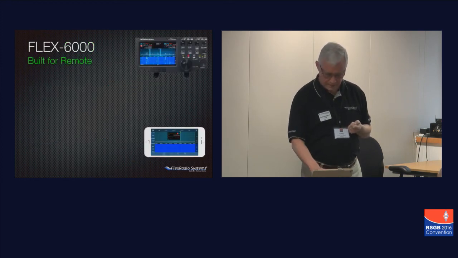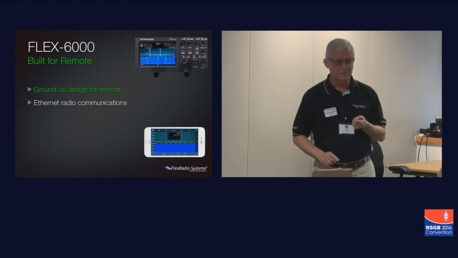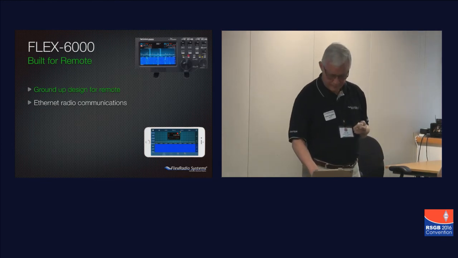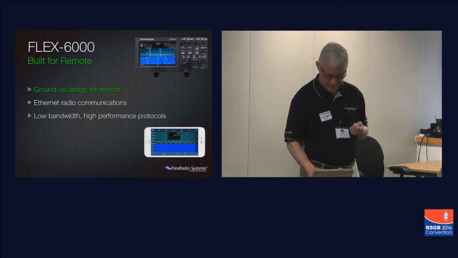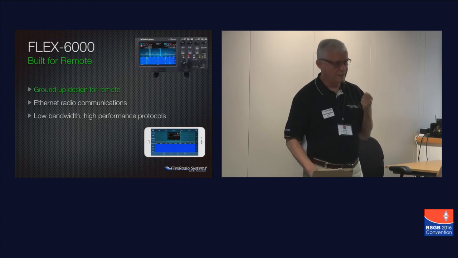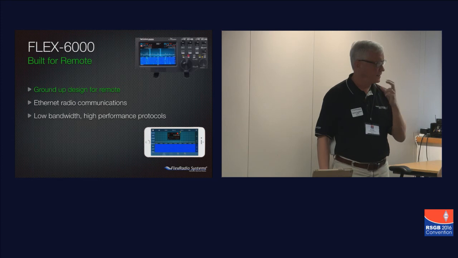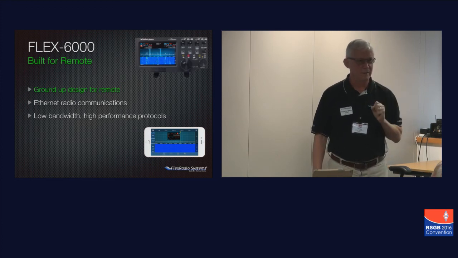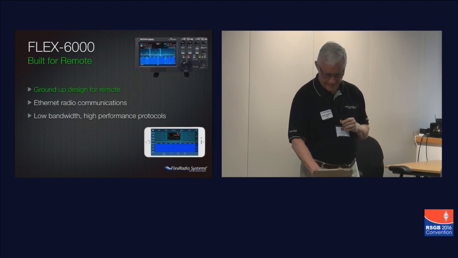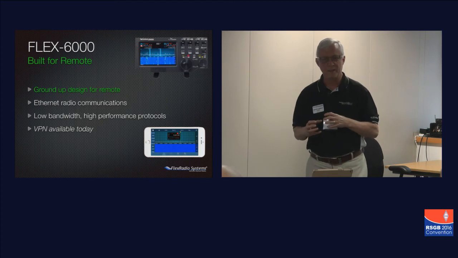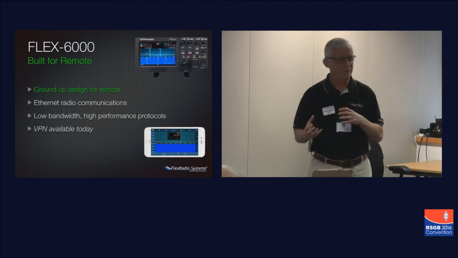The next thing is that the 6000 series is built from the get-go for remote. Because it has Ethernet communications, it's by definition remotable. And we've designed the protocols for very low bandwidth, both the display capabilities and the audio. We use data compression on those in order to reduce the bandwidth. And today, there are people running these radios using virtual private networks.